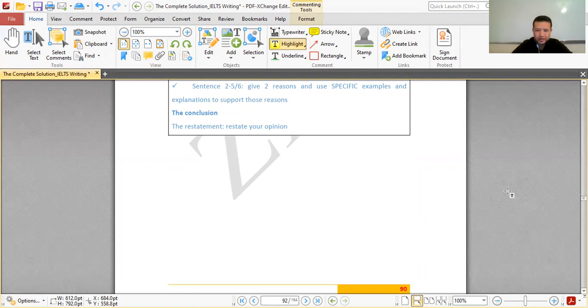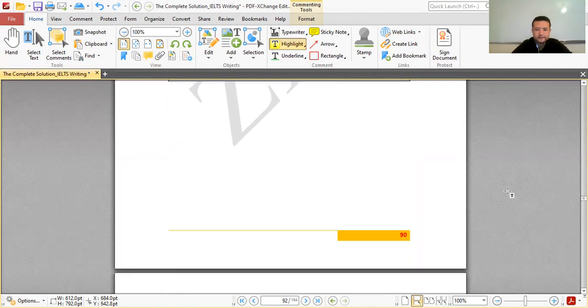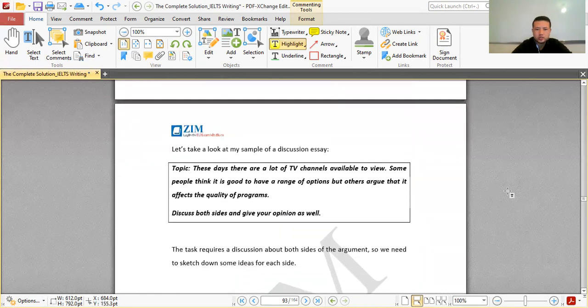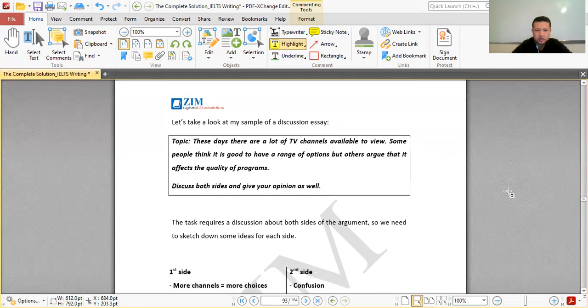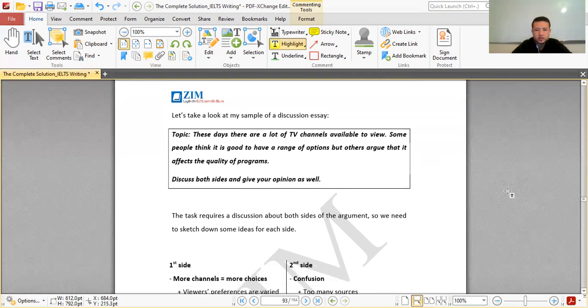So I explained this part in Uzbek also, as usual. So let's look at a sample for discussion essays, guys. Here you can see the topic is: these days there are lots of TV channels available to view. Some people think that it is good to have a range of options, but others argue it affects the quality of programs. You can see here two kinds of argument. So the core subject is TV, guys.